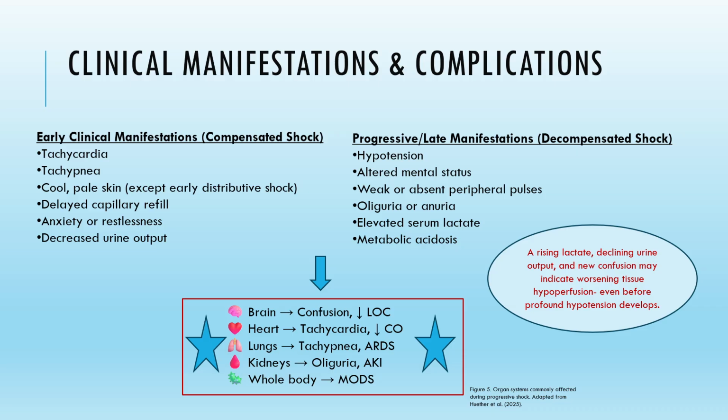If tissue perfusion continues to decline, the body's compensatory mechanisms eventually become overwhelmed. As shown in Figure 5, inadequate oxygen delivery begins affecting multiple organ systems. Patients may develop hypotension, altered mental status, weak peripheral pulses, worsening oliguria, elevated serum lactate levels, and metabolic acidosis. At this stage, organ dysfunction is becoming increasingly apparent.